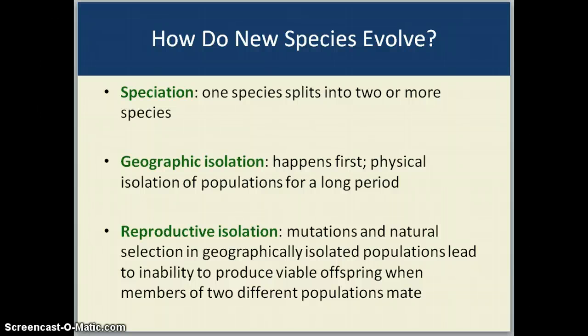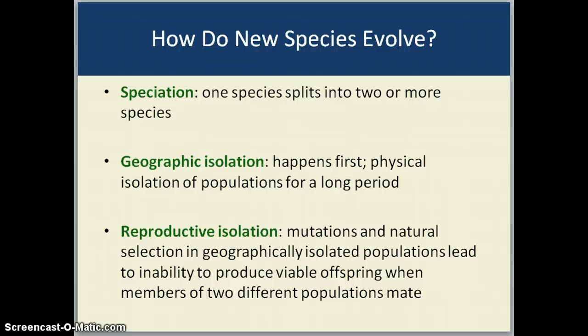This can happen when there are two sets of genes in the population that are selected for, and then the population can split and evolve in two different directions. Another way is geographic isolation. The geographic isolation happens first. That's the physical isolation of populations for a long period of time. Maybe an earthquake separates two populations, and over time different genes are selected for in each population that's separated. They can't interbreed because they can't come into contact with each other, and they form new species on either side.